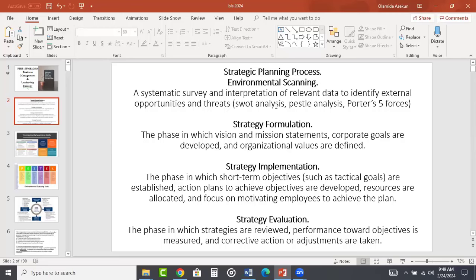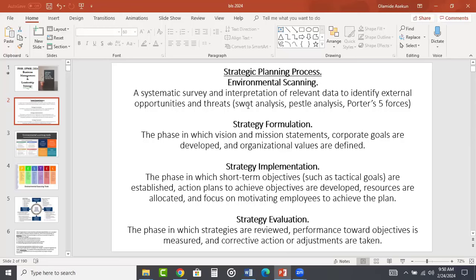SWOT analysis. I just want to say two things about the SWOT analysis. When it comes to strengths and weaknesses, those are internal to the organization, from within the organization. When it comes to opportunities and threats, those are from without the organization, from outside the organization. For example, a new competitor would be a threat for an organization.